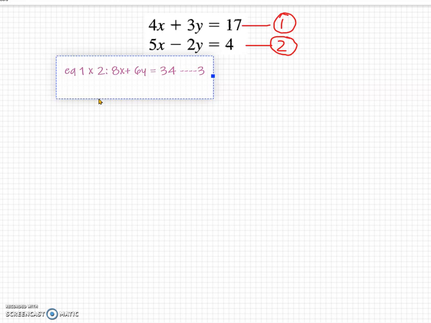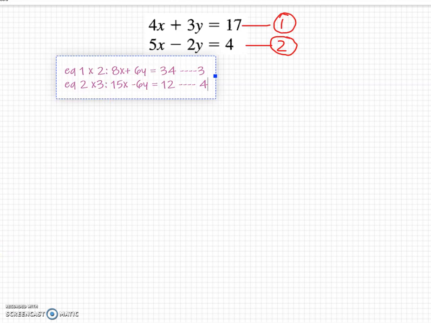Alright, if I take equation 2 and I multiply by 3, let's see what happens. So 5x times 3 is 15x. Alright, and now I have minus 6y. This is equal to 4 times 3. 4 times 3 is actually 12. So I'm creating another new equation, which I'm going to call equation 4.